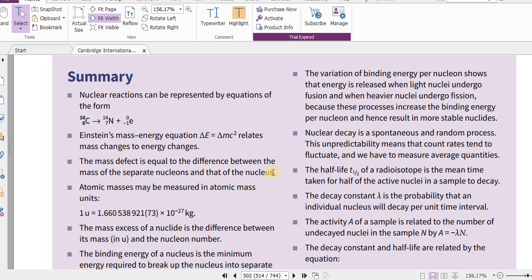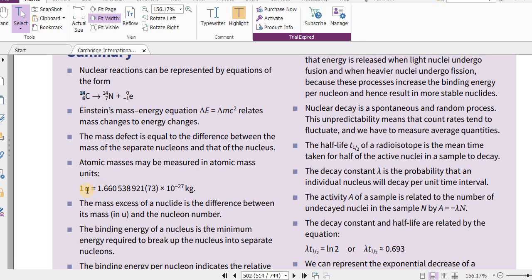So if you take an equal number of protons and neutrons that make up the nucleus, and add the individual masses of the protons and neutrons, that will be greater than the mass of the nucleus that is made up of those protons and neutrons. Atomic masses may be measured in atomic mass units. So we have 1 U, 1 atomic mass unit. Sometimes textbooks use AMU also. That is equal to this much in kilograms. Now you can see this is a very small number. So instead of that, we use this U, the atomic mass unit.